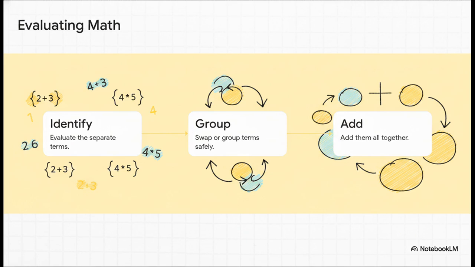Because the associative and commutative properties allow us to group and swap additions so effortlessly, we just follow 3 golden steps. Step 1. Identify and evaluate the separate terms. Remember, that's things grouped by brackets or pure multiplication blocks. Step 2. Swap or group those evaluated terms safely. And Step 3. Add them all together for the final value, in literally any order you please.